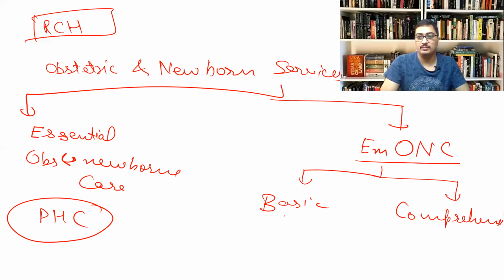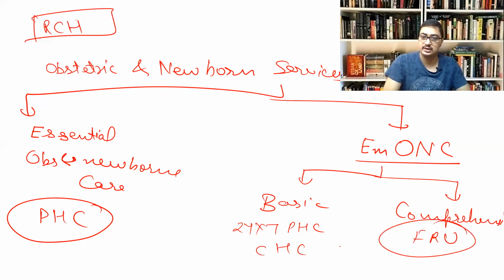BEMONC, and CEMONC. So where are they provided? This would be provided at the high level PHC, like the 24/7 PHC, where basic services would be there, and the CHC level, the first referral unit. First referral units are those CHCs where referral from the PHC is there, and district hospitals. At the level of PHC, comprehensive services are not there because blood transfusion is required for that. Specialist care and all these things are needed.